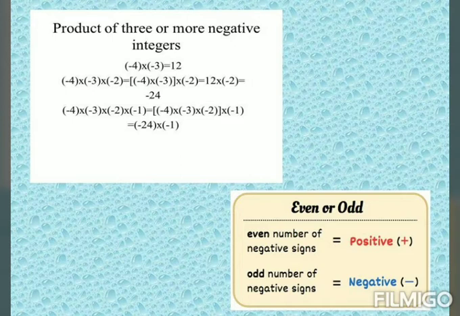Now the product of 3 or more negative integers. Already we have learnt this. If the number of negative signs is an even number, the answer will be positive. If the number of negative signs is an odd number, the answer will be negative. Here are some examples. In the first example, there are only 2 negative integers, so the answer is positive. In the second one, there are 3 negative integers, so the product is negative. In the next one, 4 negative integers are there, so it is positive.